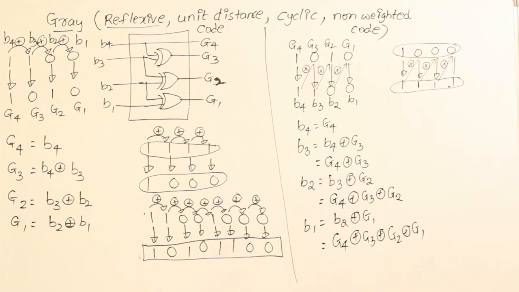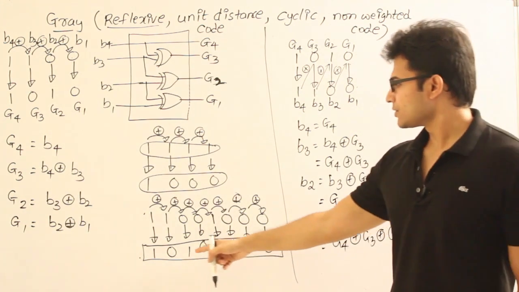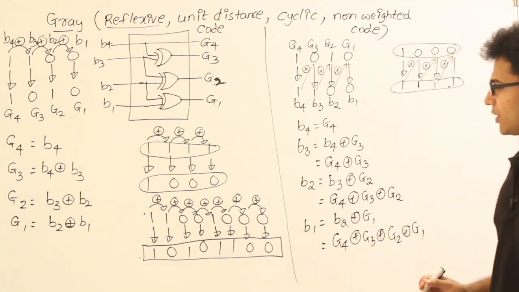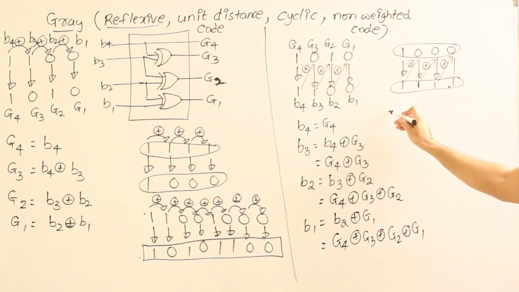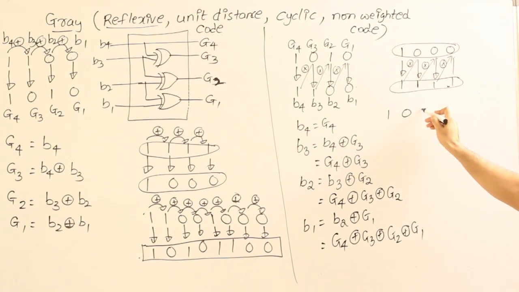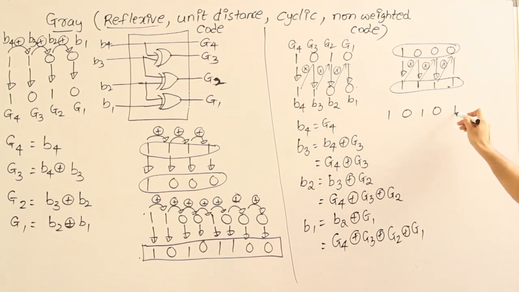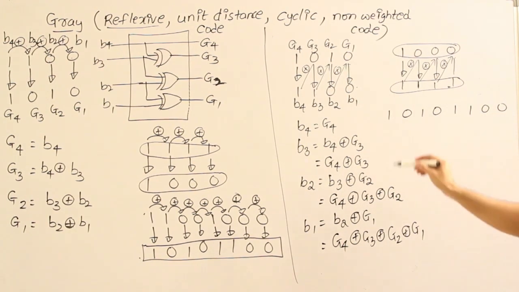Let's see how to convert this 200. If this big number is given, 200 is given, and you want to convert it to binary, let's see how to do that. So the number given is 1 0 1 0 1 1 0 0. I want to convert it to binary.